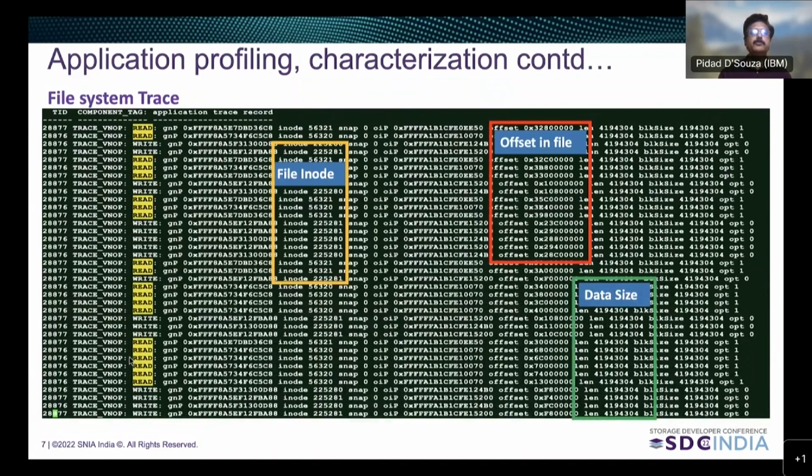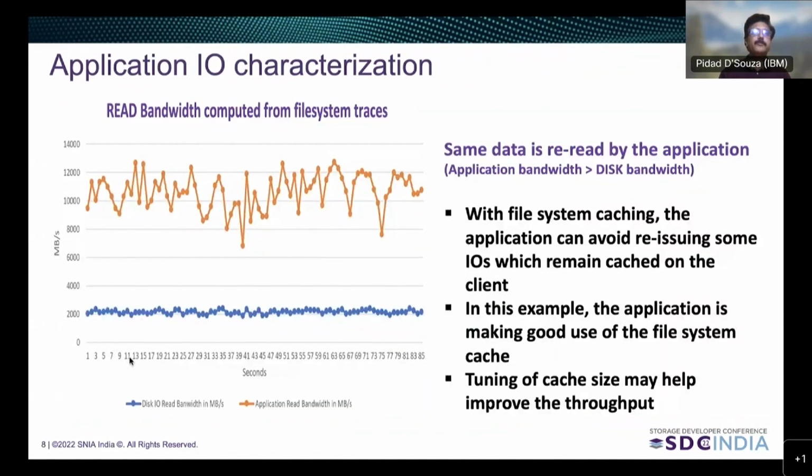Similarly, one can use lightweight file system tracers to trace each individual inode and its offsets in the file and data sizes to identify the pattern of access, sequential or random. And using such data, one can plot those data against a timeline.